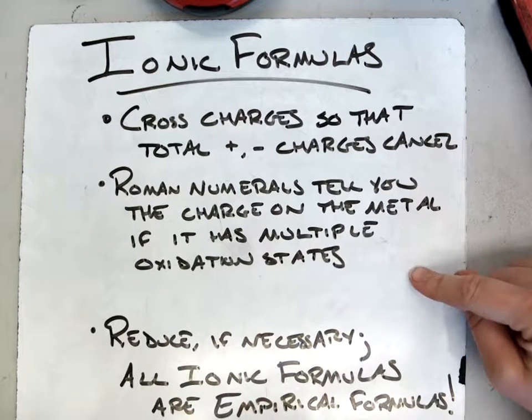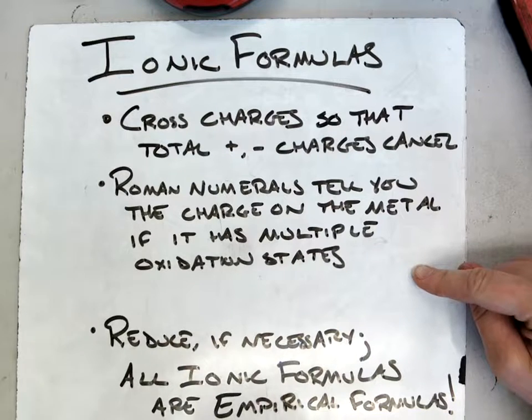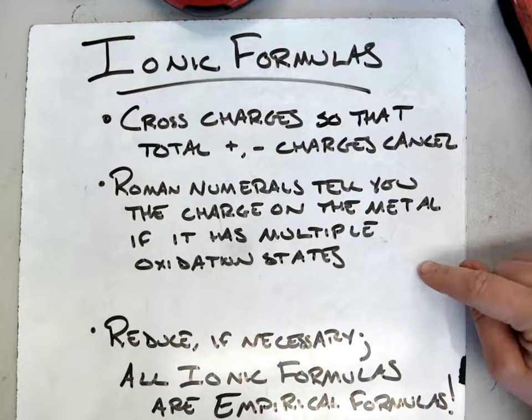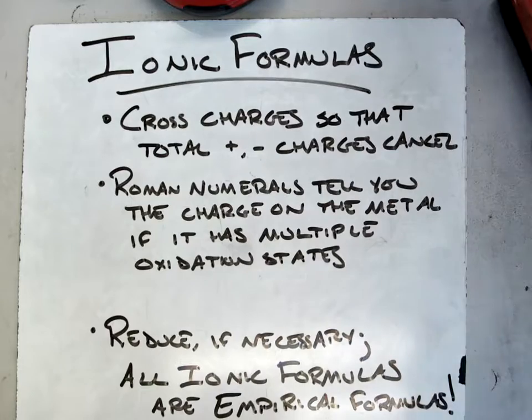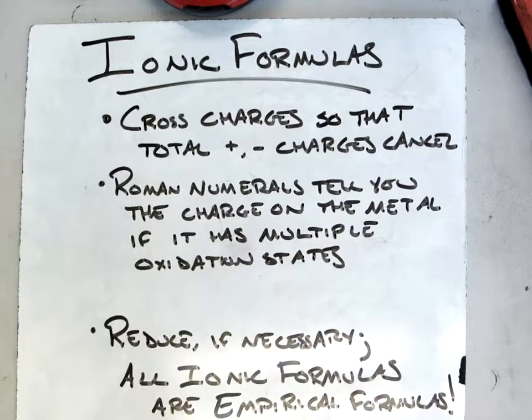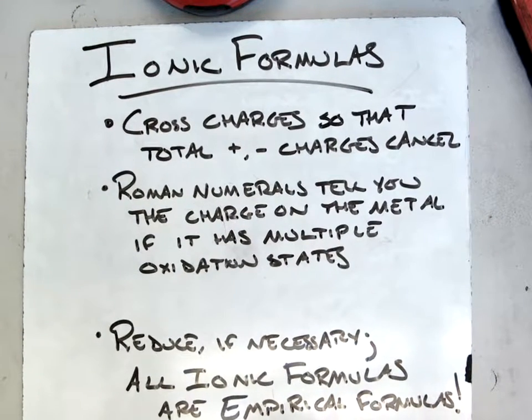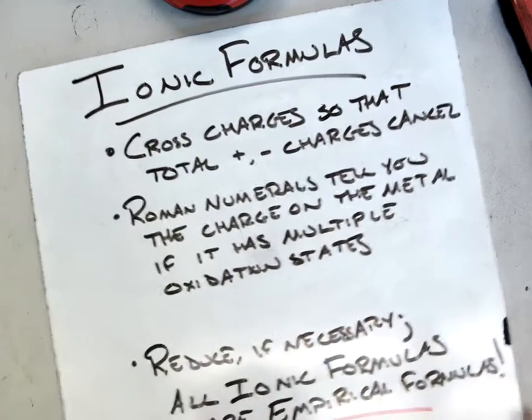Sometimes there's a Roman numeral in the name. If it's there, it tells you that the charge on the metal is that actual number, if that metal has multiple oxidation states. So let's quickly remember our Roman numerals. We don't need all of them. We really just need up through 7.